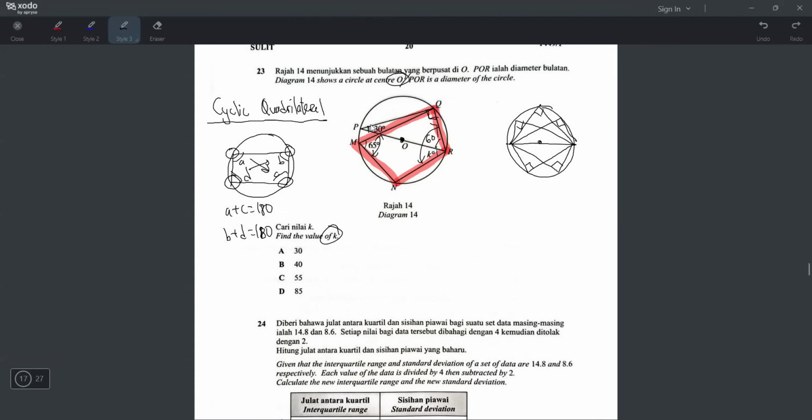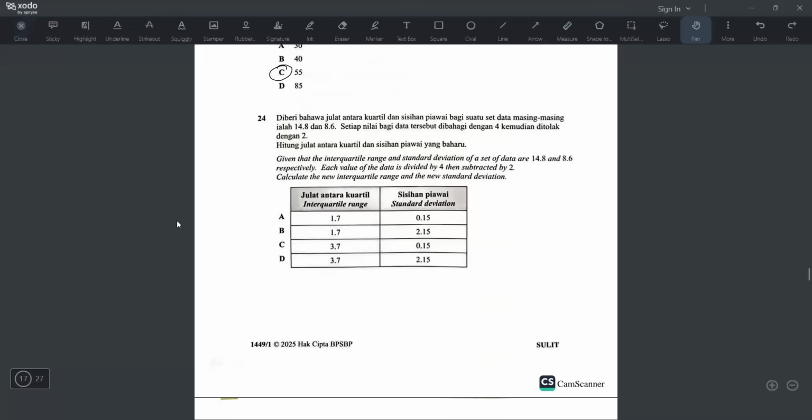Okay, let's use the calculator. 180 minus 65. My calculator gives me 115. And the 115 is not the answer. It is the total angle from here to here. So now how to find K? 115 minus 60, and you will get 55. Okay, yeah, so that's all.